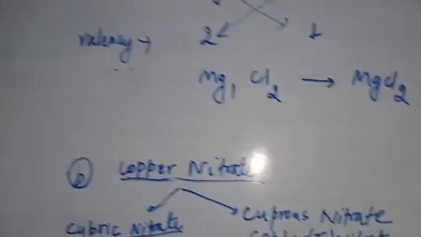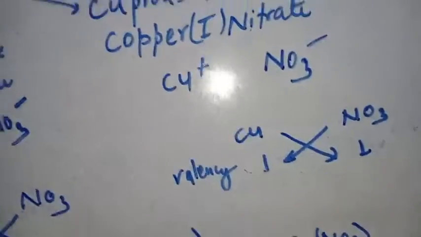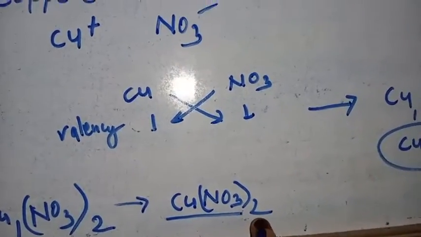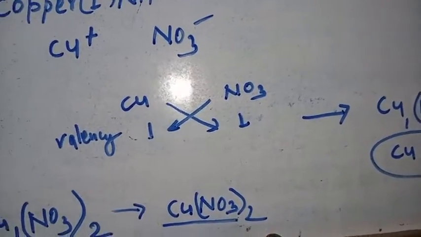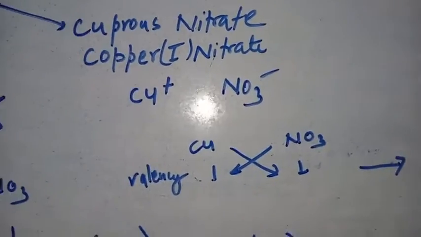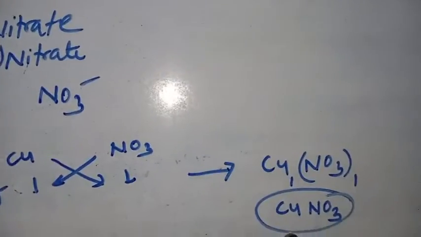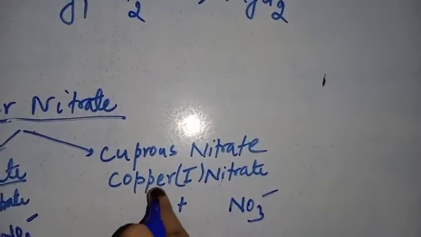So for copper nitrate, the formula may be Cu(NO3)2 or CuNO3. If it is Cu(NO3)2, that means it is copper 2 nitrate, and if it's just CuNO3, then it is copper 1 nitrate. Okay, now we will do calcium carbonate.